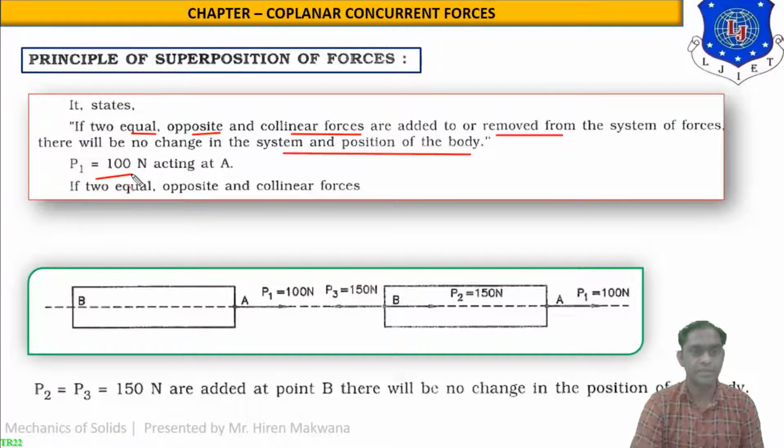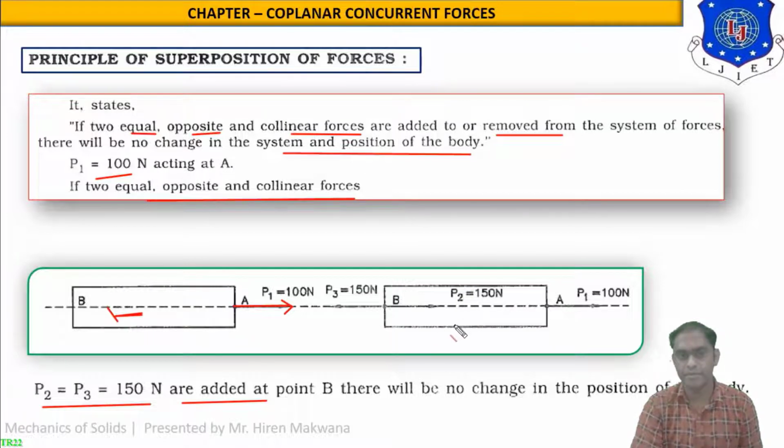Suppose you can see P1 equal to 100 Newton acting at A. You can see in this figure at point A, P1 equal to 100 Newton acting. If two equal and opposite collinear forces P2 equal to P3 equal to 150 Newton are added, you can see this is the case number 1 for the body AB. In the same body AB, you can see now the 100 Newton force will remain as it is, P1.